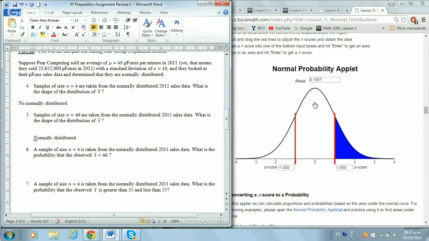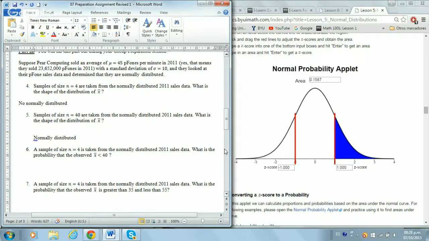That area equals the probability. So the probability is 0.1587. Okay, so I'm glad that you mentioned the new standard deviation, because I missed that one.